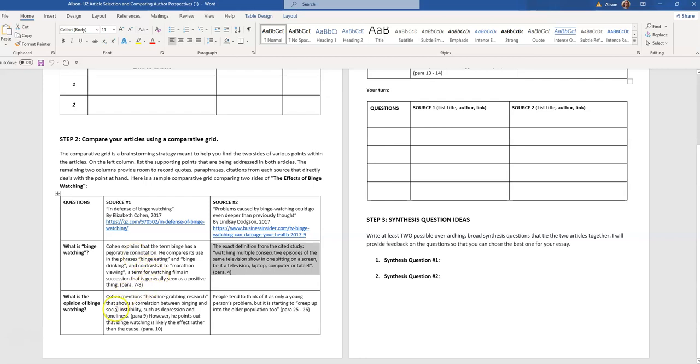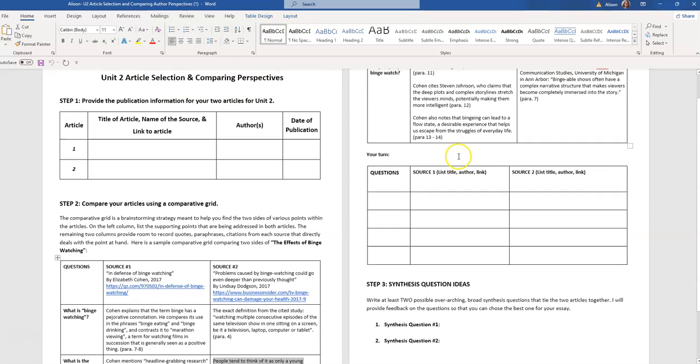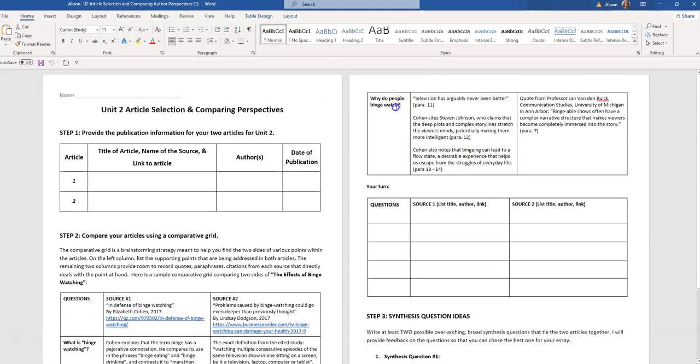instead of just quoting. So once you've answered your first question, then you're going to come up with your second question. What is basically each article saying about binge watching? What is the opinion being presented? What argument on binge watching is being presented? So again, what Article 1 mentions, and then what Article 2 mentions, okay? Then the third question, why do people binge watch? Okay, asking the why question. So you'll notice there's quite a few pieces of information from the first article because that question is addressed in multiple places. And that's really the point of this type of assignment.